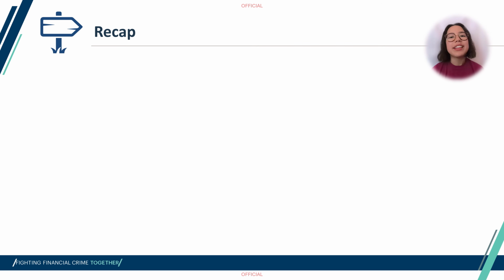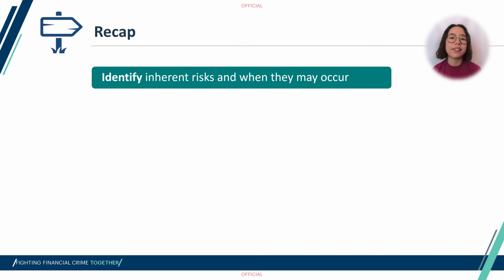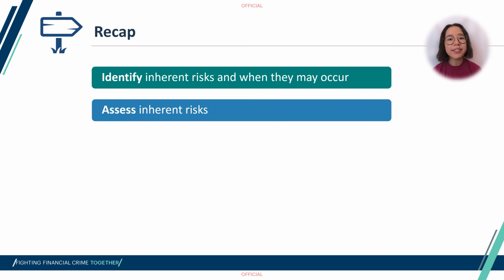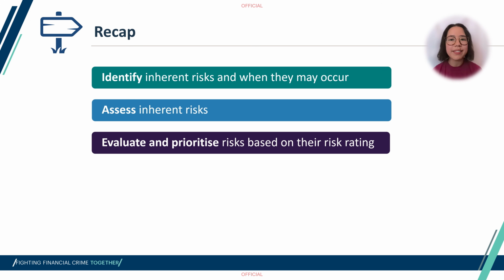Now that we've gone through the end-to-end process of conducting a risk assessment, let's quickly review the steps we've covered. Remember, first, you need to identify your business's MLTF risks and when the risks may occur. Second, you need to assess your inherent MLTF risks by understanding the likelihood of these weaknesses being exploited and the potential impact for your business. And finally, you may evaluate your risks and prioritize them based on their risk rating. This allows you to then work out how to mitigate and manage these risks.